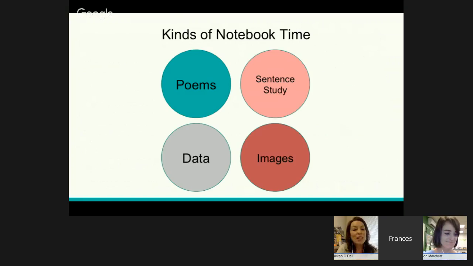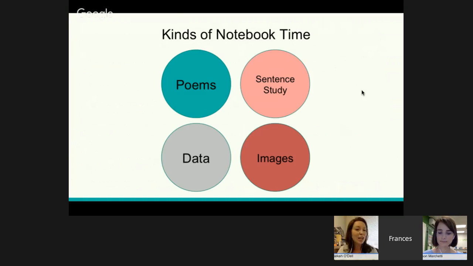So today we're going to share 4 kinds of notebook time with you that we do with our students routinely, that helps them discover new ideas, that helps them discover new topics, that helps them build writing skills that they haven't practiced before and maybe don't know if they can do.